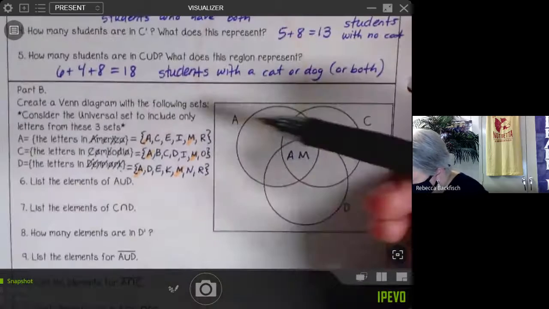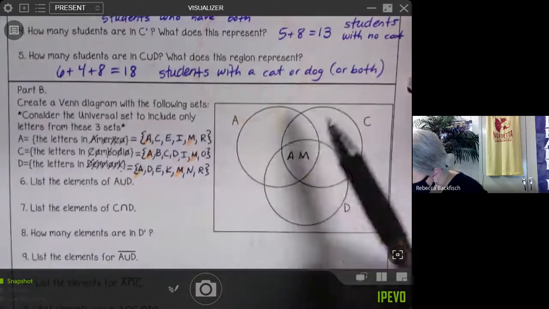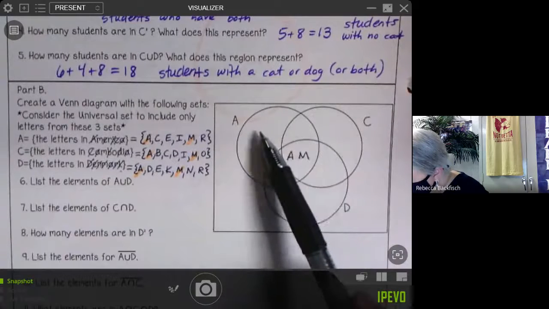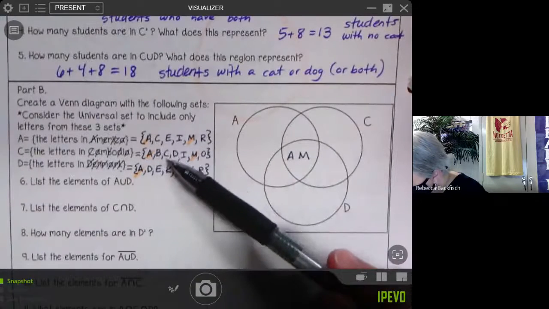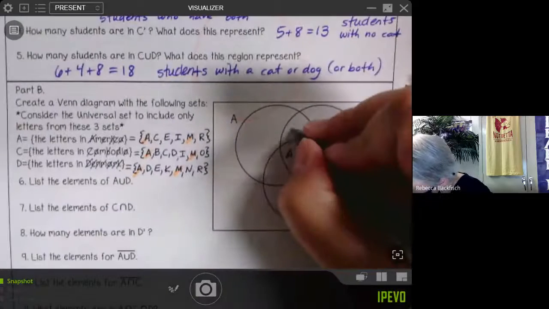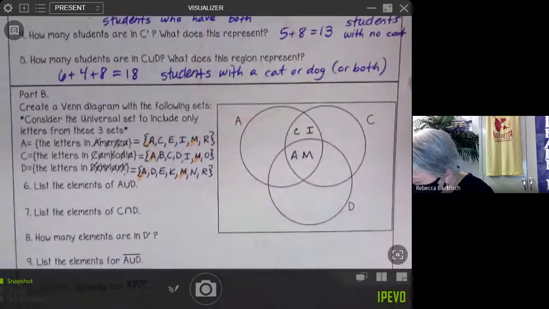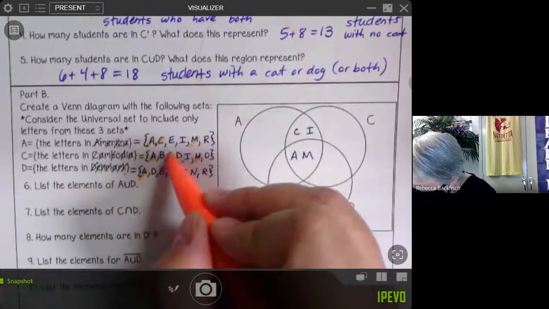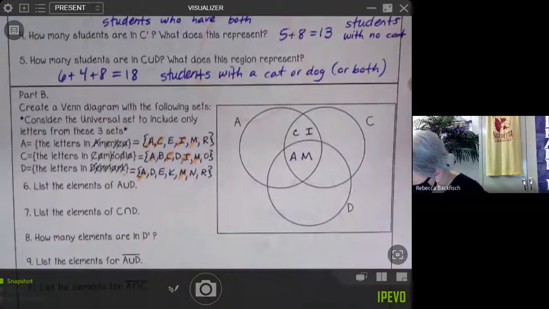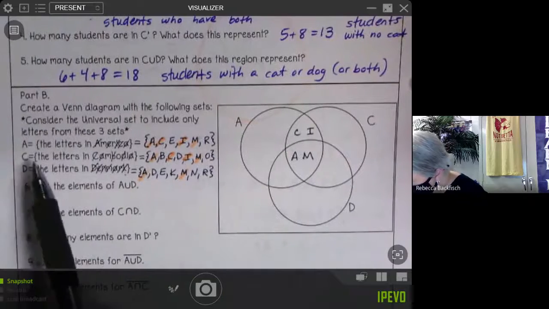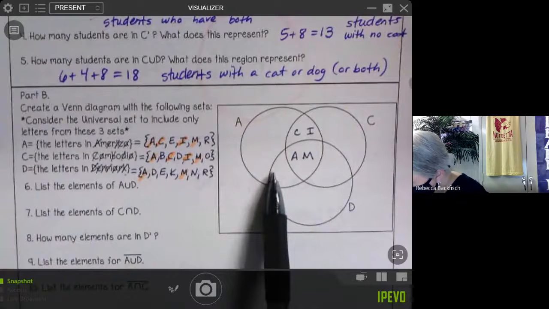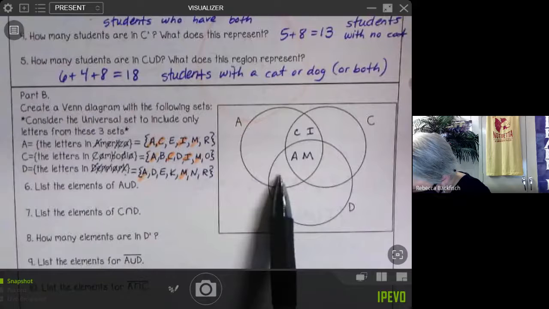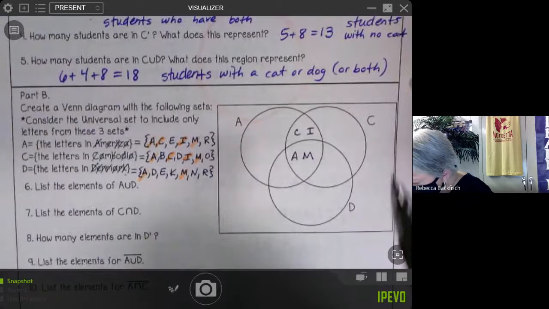So then letters that are in both of these, but not all three, would go right up here because those are in group A and in group C. Okay, so C is in both and I is in both. So C goes here and I goes here. Okay, how about letters that are in A and D? That would be right here. E, what else? You got it. E and R are in both of those.